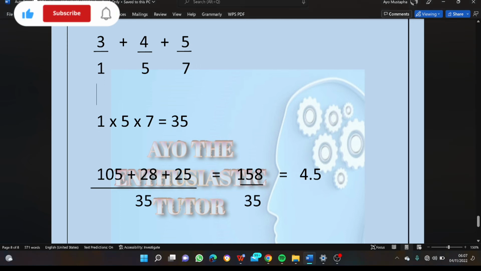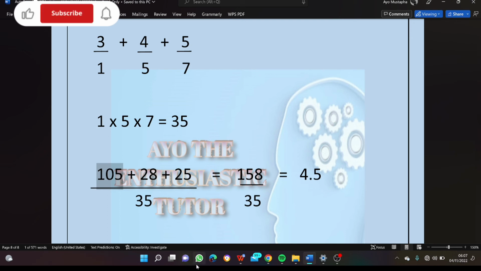So we have 1 multiplied by 5 multiplied by 7 equals 35. So this is our 35 here. To get our 35, which is here, we say 1 multiplied by 5 multiplied by 7. Then we have our 35. How do we get our 105? To get our 105, we may say 35 divided by 1 gives us 35. So 35 multiplied by 3 gives us 105.